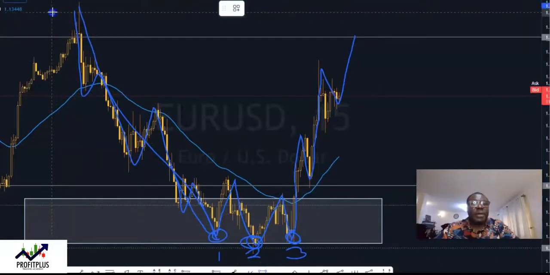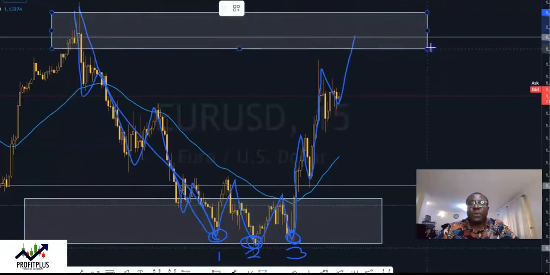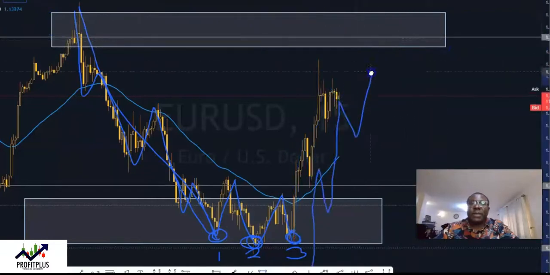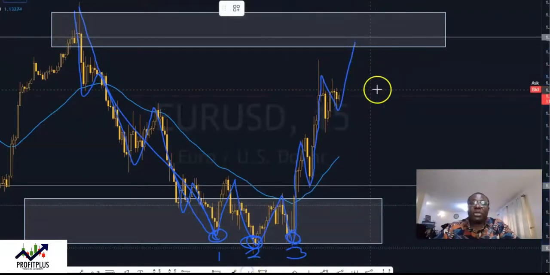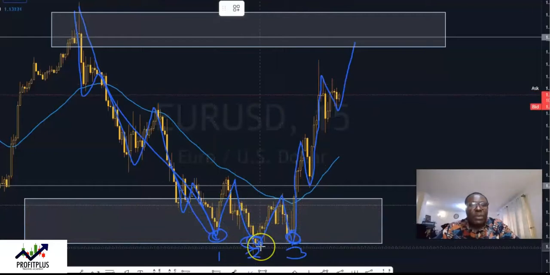It will likely get back to this same zone here before it can think of another movement in the bearish direction. All right, at least you can see what the price is doing. So the moment you see this happen, it doesn't matter the time frame, whether it's the 15 minute time frame or the 1 hour time frame, it will still work.